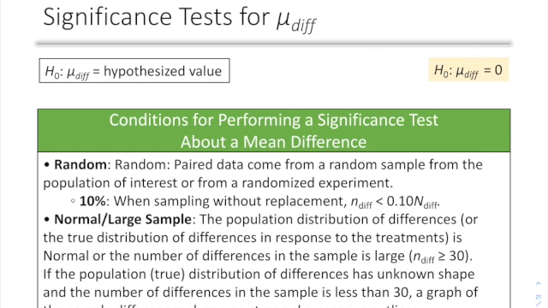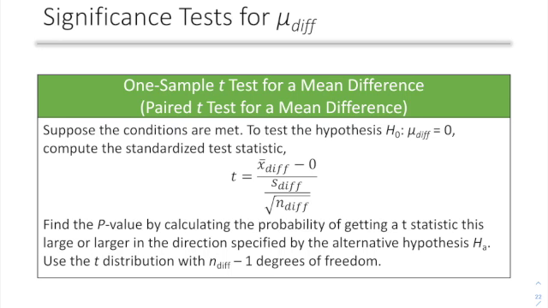Now let's focus on significance tests for the difference. So our hypothesized value is 0, that there is no difference between the two. Our conditions are the same as before. Now, filling in the information for your test statistic, or your critical value t, you have x bar diff and then your standard error of your group.